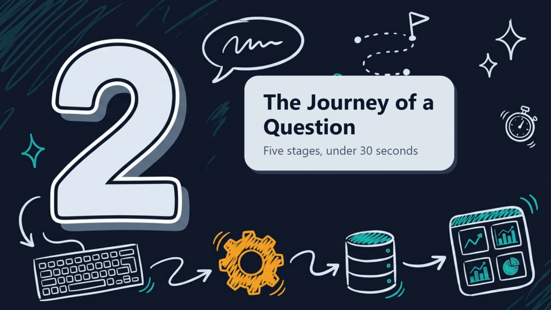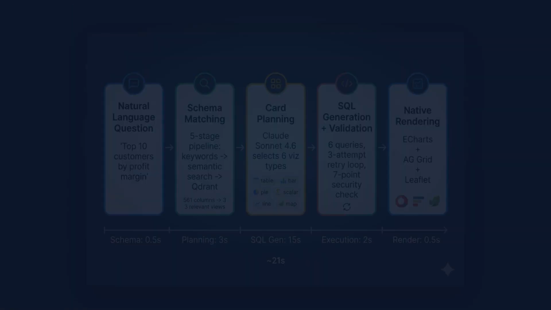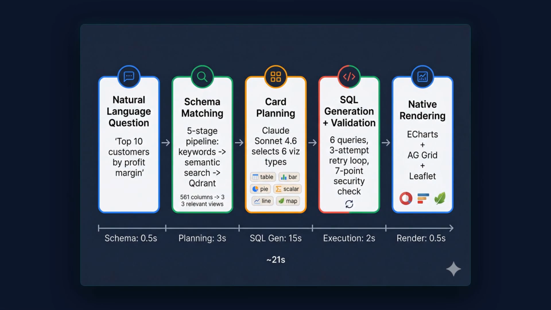Section 2. The pipeline. The journey of one question. Say you ask for the top 10 customers by profit margin. 5 stages stand between that sentence and your dashboard. And here is the actual pipeline, straight from the project. The question enters on the left, the dashboard comes out the right. In between sits schema retrieval, card planning, SQL generation with validation, and native chart rendering.